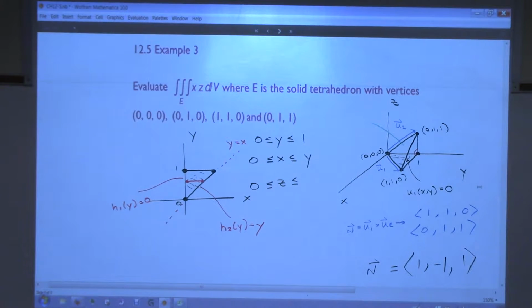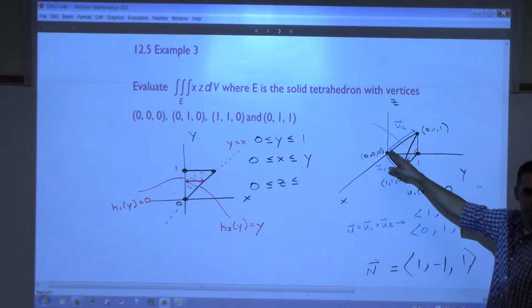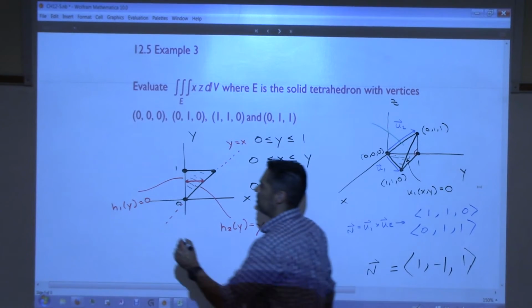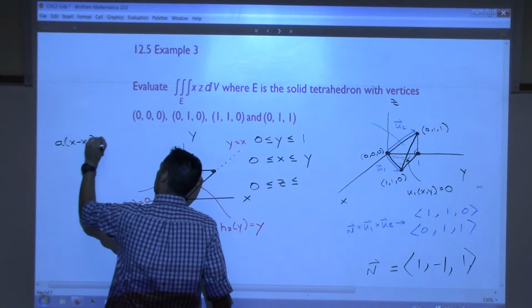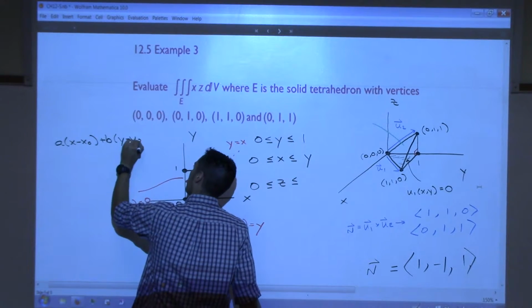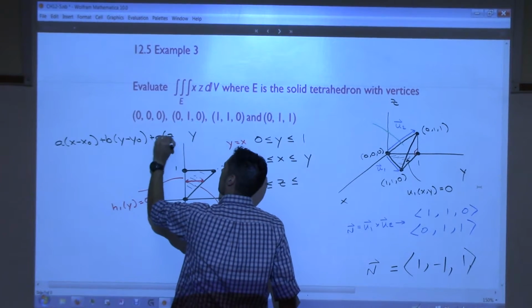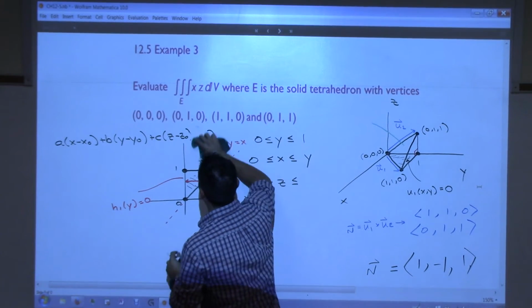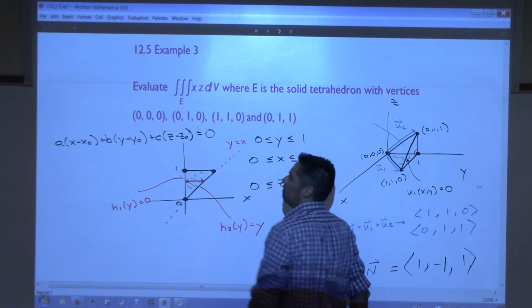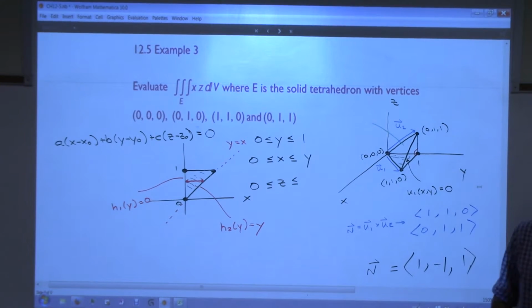We need a normal vector. We need a point on the plane. Do we have a point on the plane? 0, 0, 0. Let's go with 0, 0, 0. It's the nicest one, right? So the equation I'm using, if you've forgotten because it's been so long, remember that equation? That's the equation of a plane if you know its normal vector and you know a point on the plane.